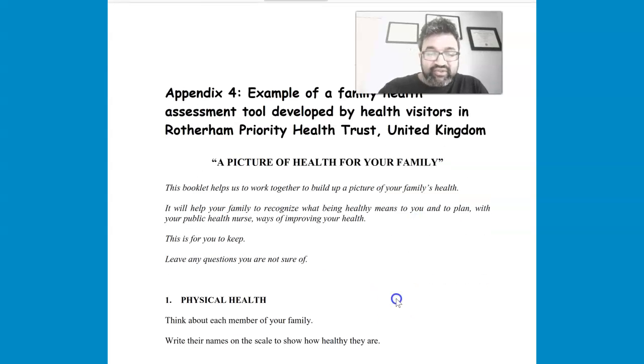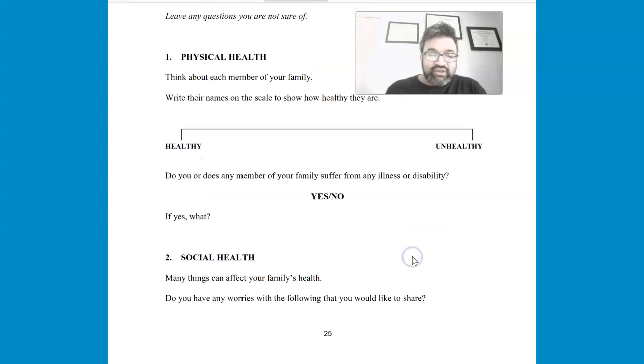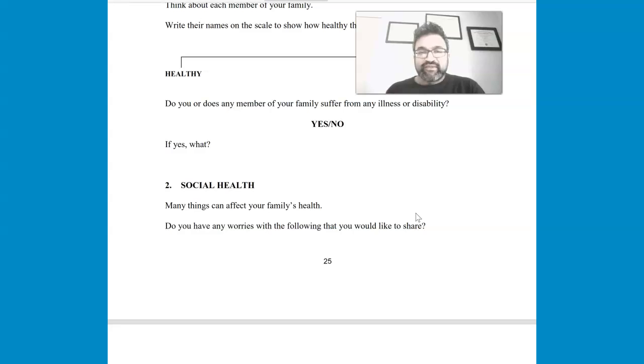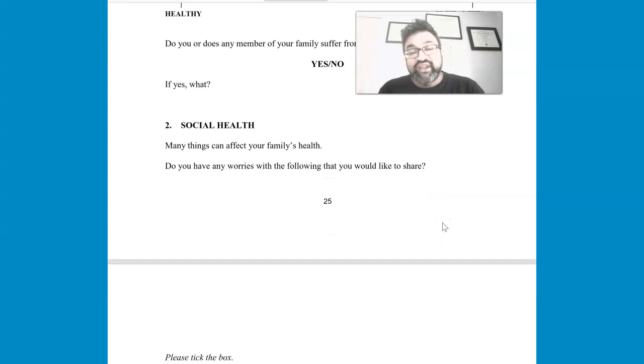So basically, physical health. Think about each member of your family. Write their names on the scale to show how healthy they are. Do you or does any of your family suffer from any illness or disability? Yes, no. If yes, what? And this could mean if you are potentially a caretaker or within the community, even thinking extending towards, thinking about also in terms of those of you that are familiar with this, the social ecological model, the social ecological framework. And then just as we were talking, number two goes into social health.